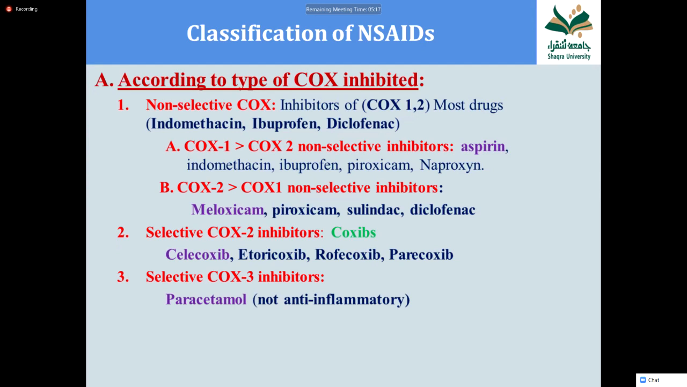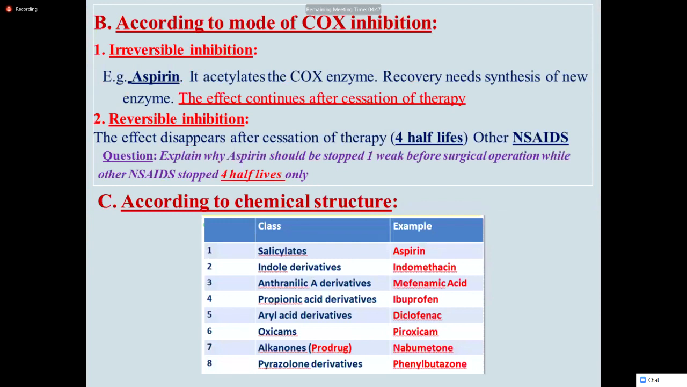Then the selective ones, which do not affect COX-1 and affect only COX-2, are called coxibs: celecoxib, etoricoxib, rofecoxib, and parecoxib. Then there is the selective COX-3 inhibitor. Only one drug is there, that is paracetamol, and it has antipyretic and analgesic effects, but no anti-inflammatory effect.